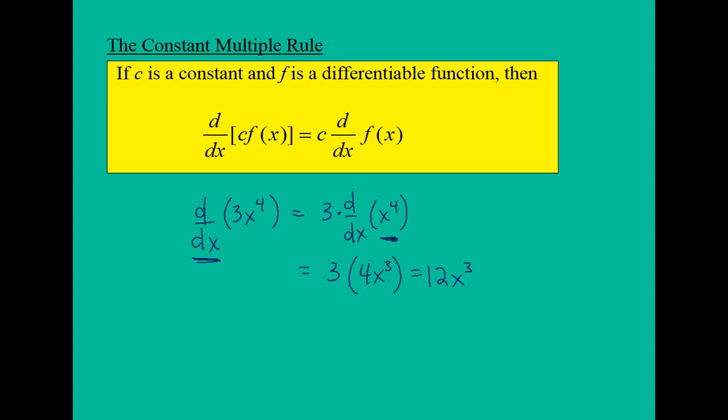If you notice, we could do that whole process in one step. When we bring down that 4, we know we're going to multiply the 3 times the 4 and then subtract 1 from the exponent. So we can do that all in one step. But this is called the constant multiple rule.